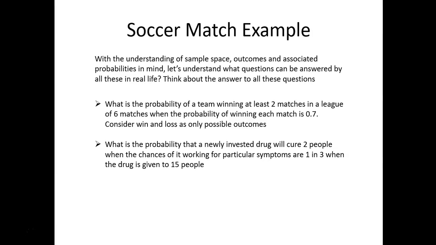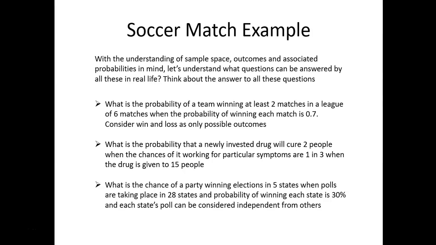Next one is, what is the probability that a newly invented drug will cure 2 people when the chance of it working for a particular symptom is 1 in 3, that is, probability 0.33, when the drug is given to 15 people? In the second problem, just think of it as a coin toss where there is 0.33 probability of head and there are 15 coin tosses. And in the third example, what is the chance of a party winning elections in 5 states when polls are taking place in 28 states, and the probability of winning each state is 30%, and each state's poll can be considered independent from each other?